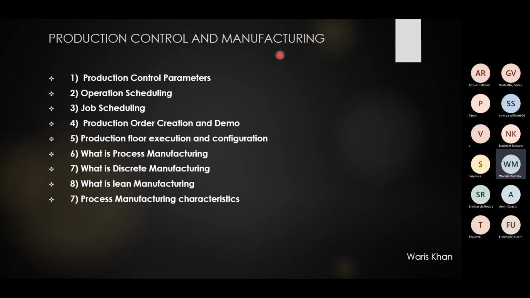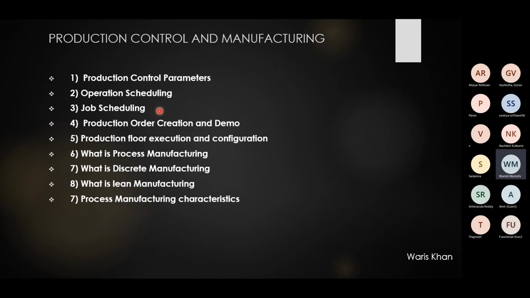Production control and manufacturing. Based on the setup we have, the system is going to calculate in our process, in the production order or batch order. So here I'm going to represent the production control and manufacturing, production control parameters. What type of setup? All the setups we are going to represent, understanding the parameter setups, operation scheduling and job scheduling. Two types of scheduling we have if we are going to use master planning.